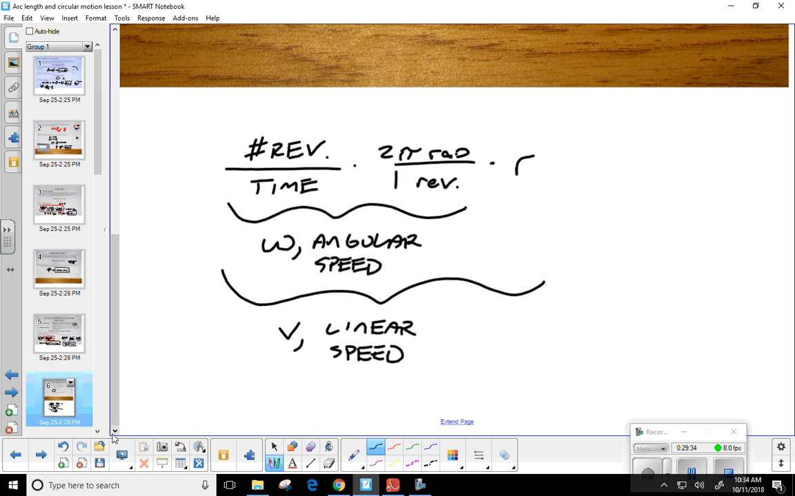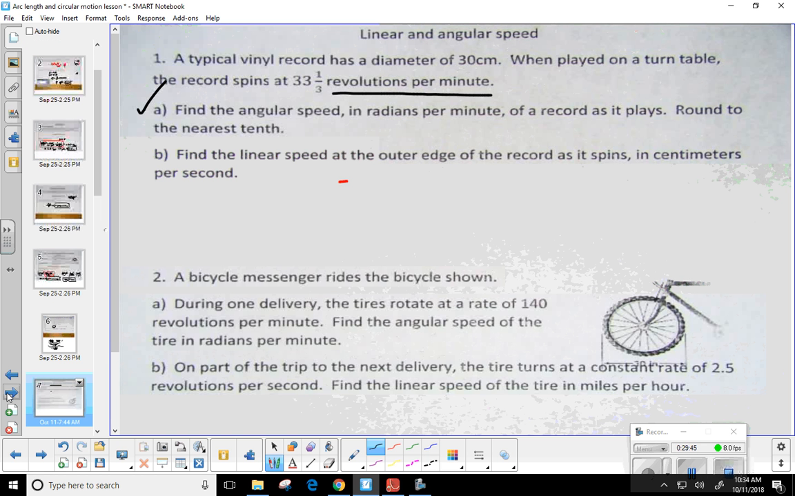Okay. So why don't we go ahead and take a look at that first problem on the other paper? Because I think these notes are great, but I don't think it really goes into as much practice detail as we need for this one.